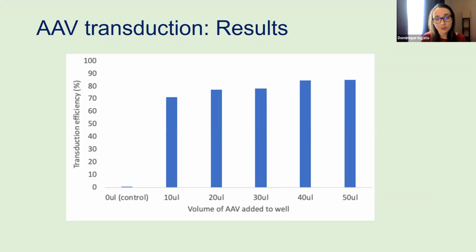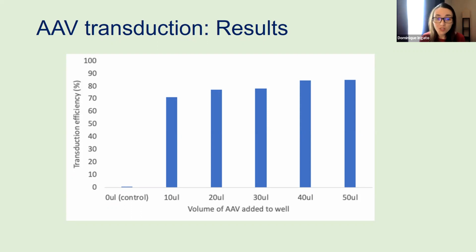And we can see that the control, obviously, had a very low percentage of cells showing any green fluorescence, whereas for all of the concentrations we had relatively high transduction efficiencies, and something that would be interesting for the students to look at.